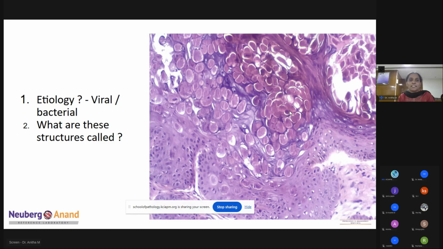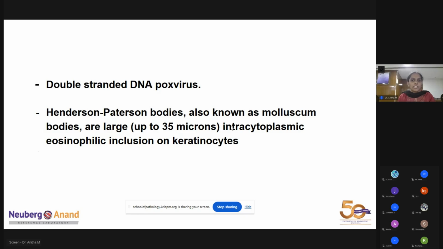Yes, Nagavalli. Thank you. They are called Henderson-Patterson bodies. They are intracytoplasmic eosinophilic inclusions seen in the keratinocytes. They contain the viral particles.